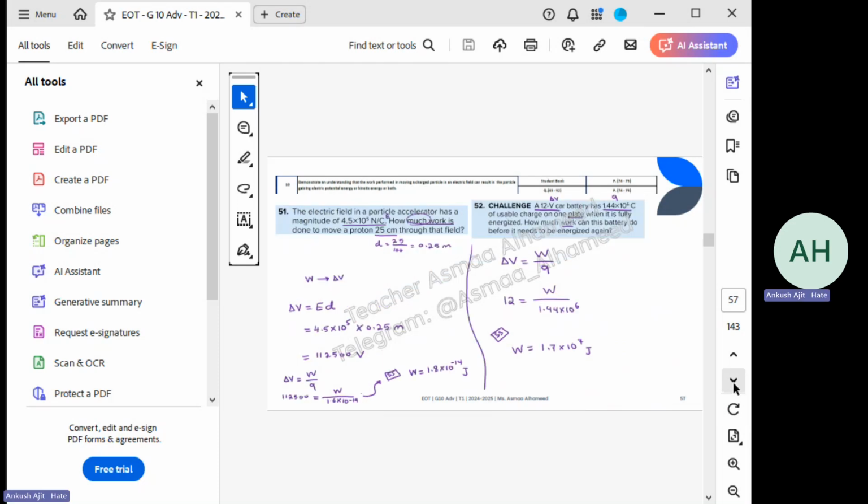An electric field of a particle accelerator has this much. This E is given to you. How much work is done for the proton to move? So work done is W equals to V only. So V equals ED. You solve this and you get the answer. So V equals W upon Q. Next, V equals W upon Q here. A 12 volt battery has 1.44 into 10 raised to 6 usable energy. What is the charge of the battery before it is energized? So V equals W upon Q. 12 equals W upon 1.44 into 10 raised to 6.